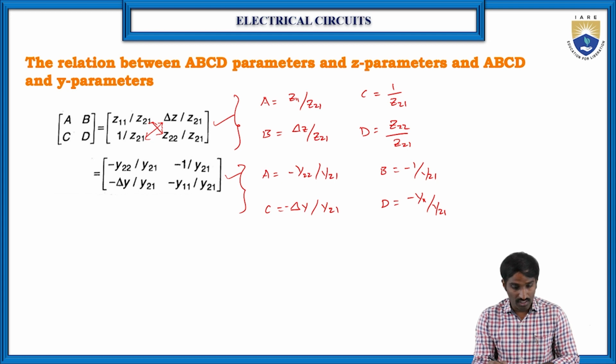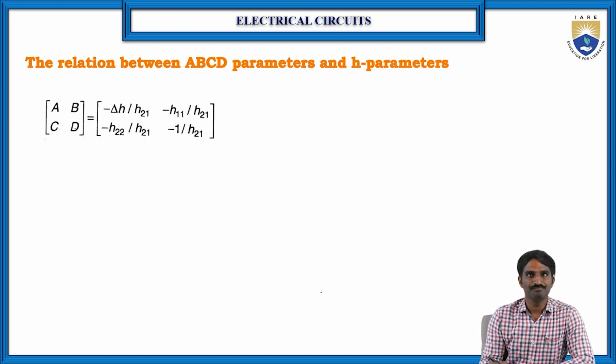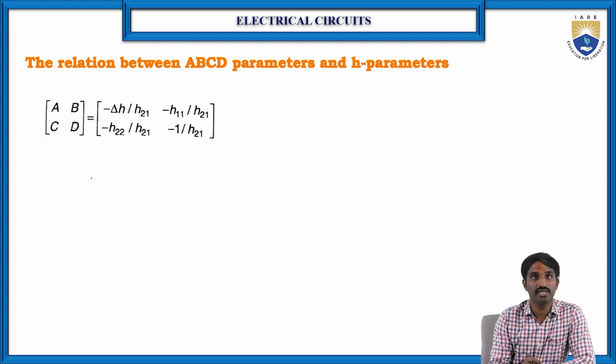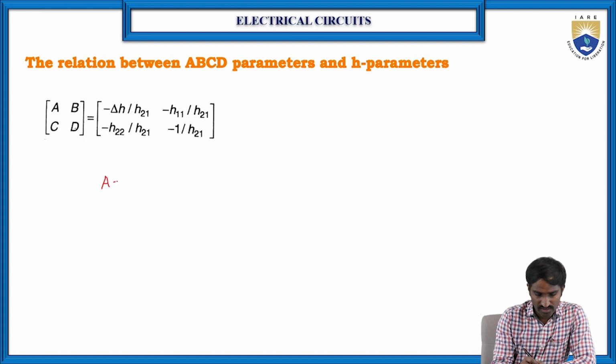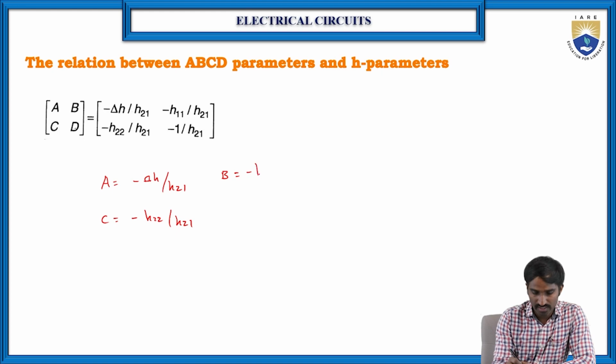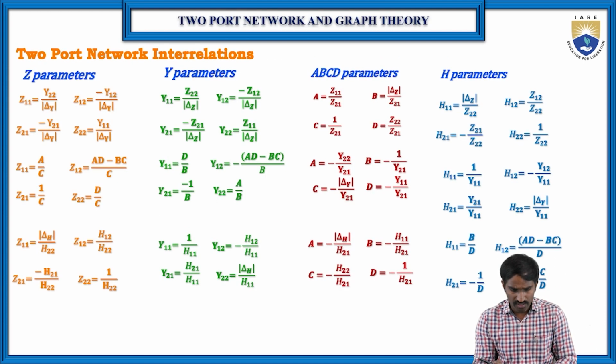So this is the relation between the ABCD parameters and Z, and again ABCD and the Y parameters. Now ABCD and H parameters, the relation of course we can know by using this matrix. So here A is equal to minus delta H by H21 and C is equal to minus H22 by H21, and similarly B is equal to minus H11 by H21 and D is equal to minus 1 by H21, right?